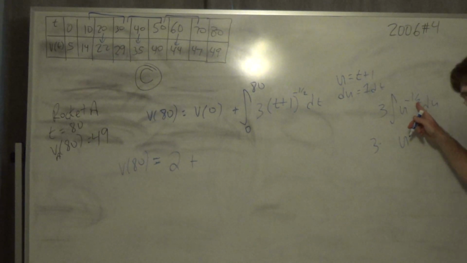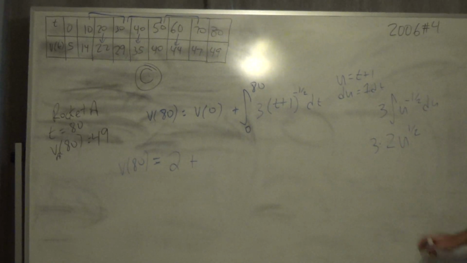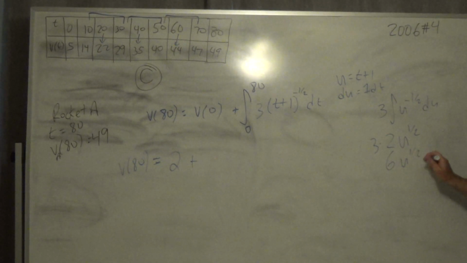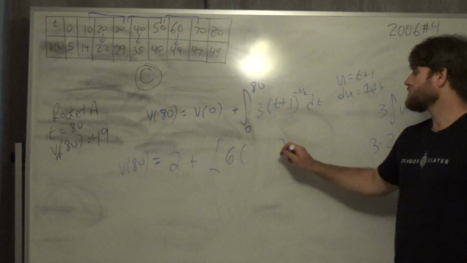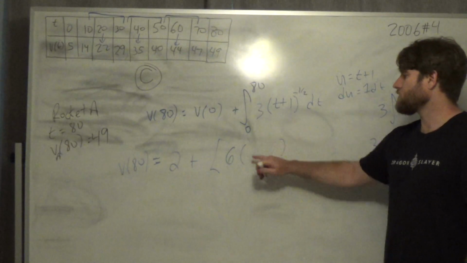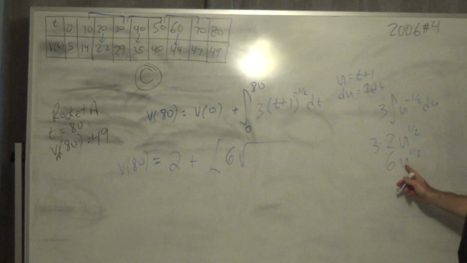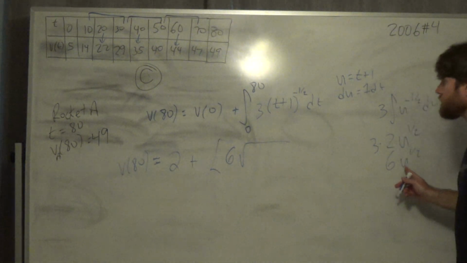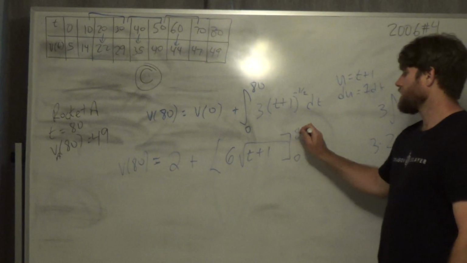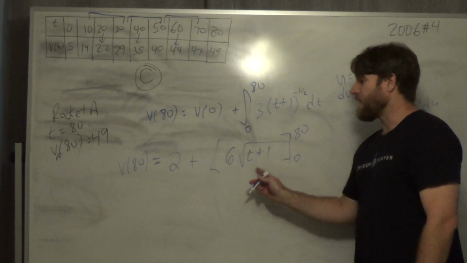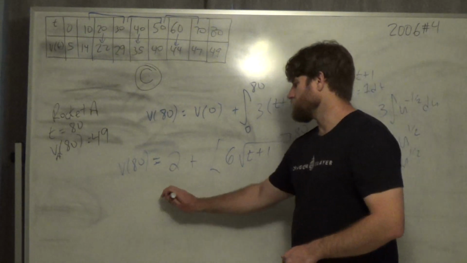I'm going to add 1 to the exponent. So add 1 to the exponent. Multiply by the reciprocal. And that gives me 6u to the 1/2. So here I get 6u to the 1/2. Except instead of to the 1/2, I'm going to call it square root. So 6u to the 1/2, the u I'm going to call a square root. And I'm going to replace the u with t plus 1. And from here, I'm going to plug in the top and the bottom and subtract. Again, we can't forget this 2 that's out in front. That 2 is just going to stay there.